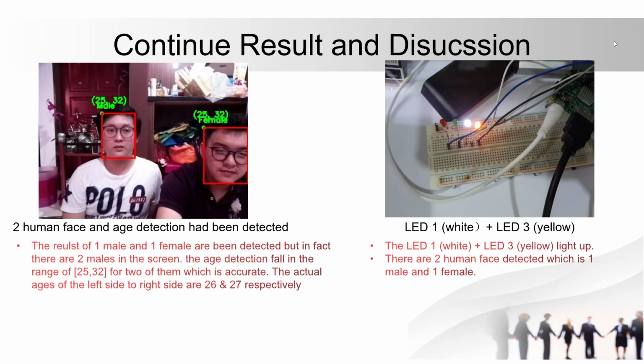2 human faces and ages have been detected. As you can see from the graph, 1 female and 1 male, and their ages fall in the range of 25 to 32. In fact, the age is accurate, as in real life their ages are 26 and 27. For the right side of the picture, LED 1 white and LED 3 yellow are lit up because there are 2 human faces detected, 1 female and 1 male, based on the left side of the picture.